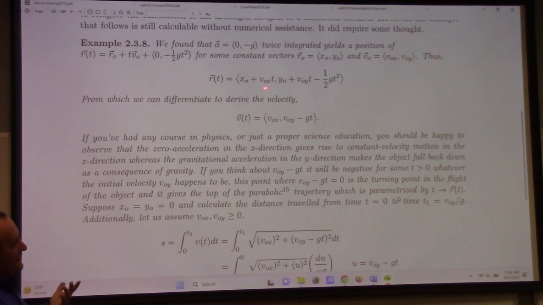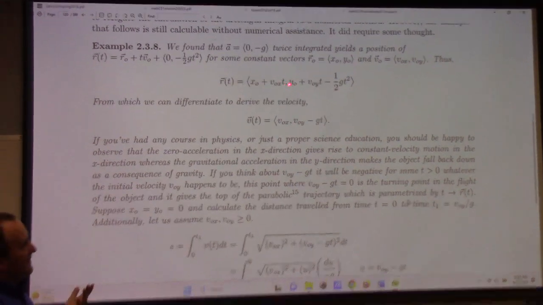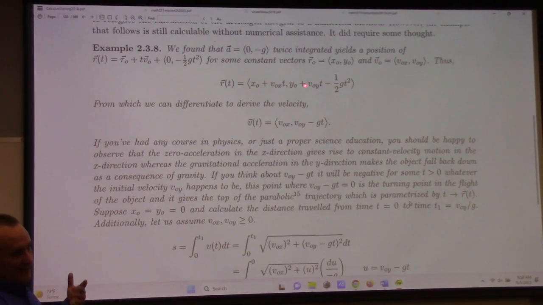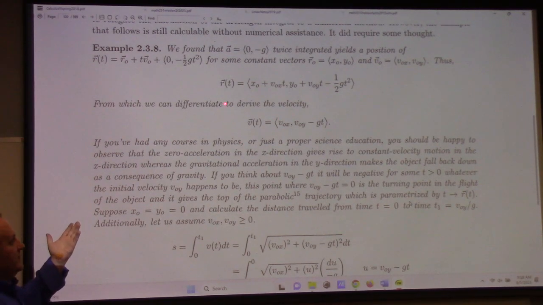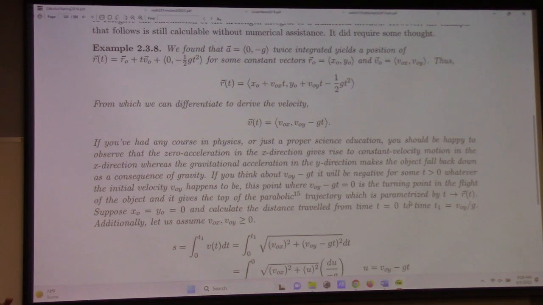Usually they give you an angle, so v naught x is like v naught cosine theta, and v naught y is like v naught sine theta, and you figure out how far the ball goes, all that junk. These are the formulas. So my question was, what's the arc length of this? Let's try to calculate it. The velocity is that, which makes the speed the square root of this.